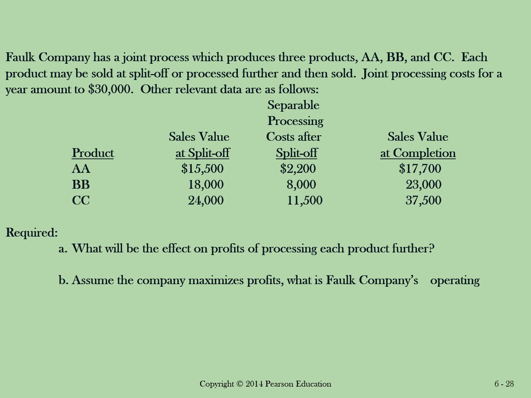To illustrate this, you can solve this question and try to compare your answers with the provided answers in the next slide. Here you have three products, A, B, C, and here you have a sales value at split off, and here you have a sales value at completion, which means after processing. So first, we can get the difference of these two columns: 17,700 minus 15,500, and 23 minus 18, and 37,500 minus 24.